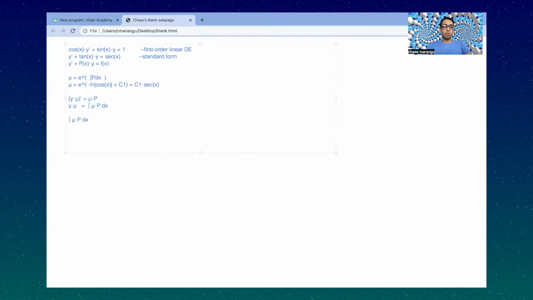So this integral then becomes the integral of c1 times secant of x times, and p was, guess what, tangent of x. Oh my goodness, I'm sorry. This is f of x. So this is actually f of x from earlier. Sorry, y times mu prime equals mu times f of x. If I had gone through the whole steps, then I would not have missed that.